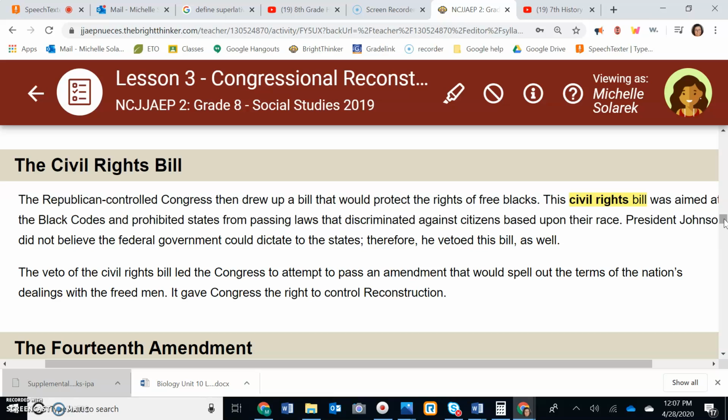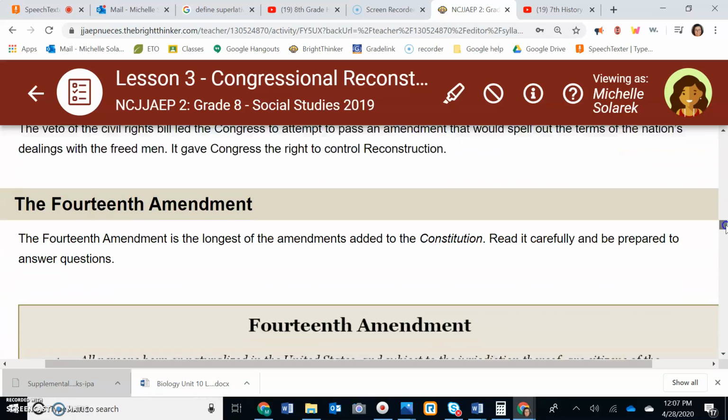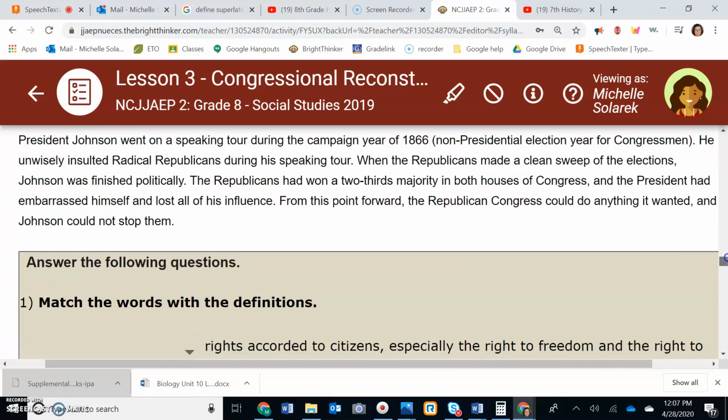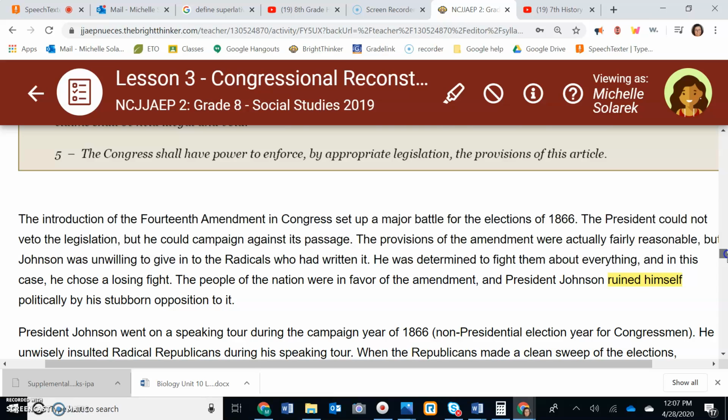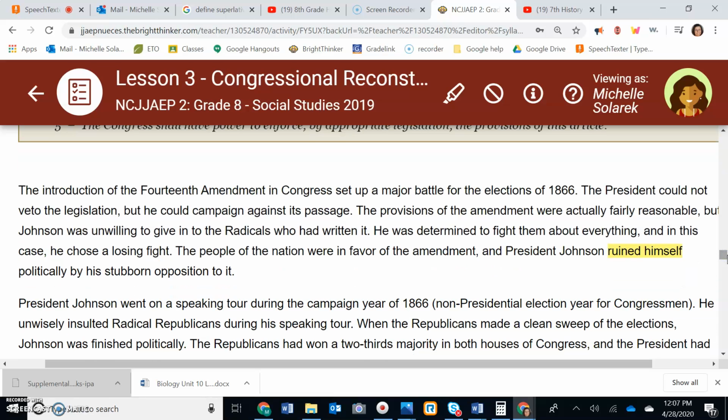So the Republicans said, we made something called the Civil Rights Bill. We want it to be passed as the 14th Amendment. And Johnson says, no, I'm going to fight it. Well, the radical Republicans are like, we don't care because we believe that this is the right thing. So we're going to fight it. You don't have to write down ruined himself, but I just wanted to let you know.